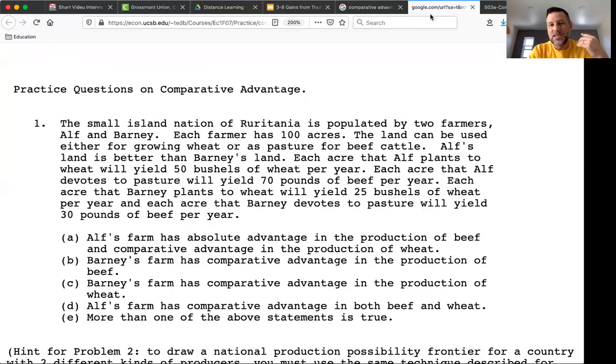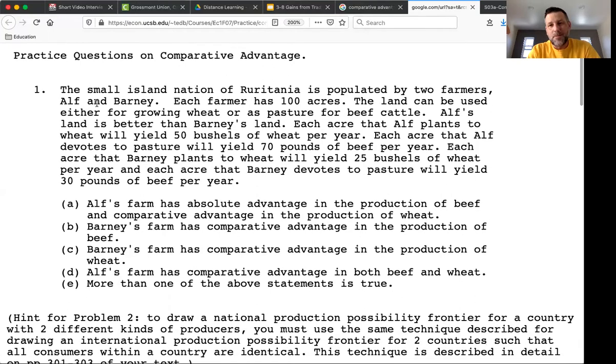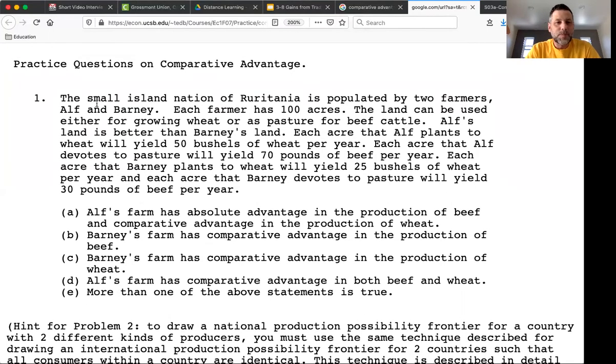Let's look at one more. This comes from the University of California at Santa Barbara, UCSB. Again, another major economic school like Michigan.